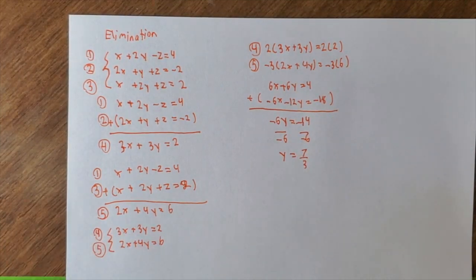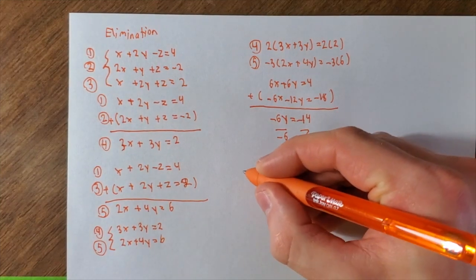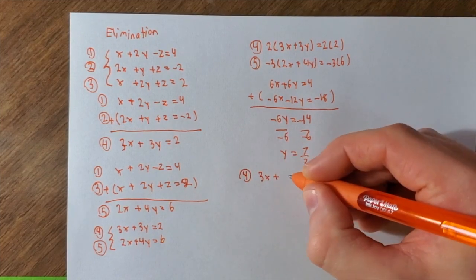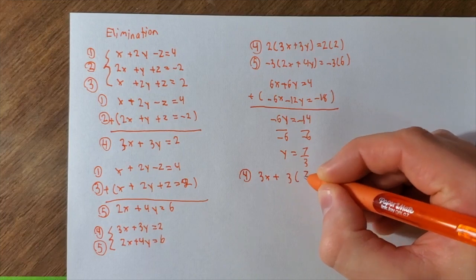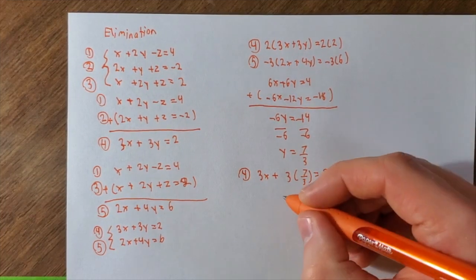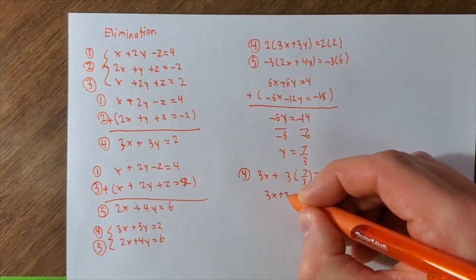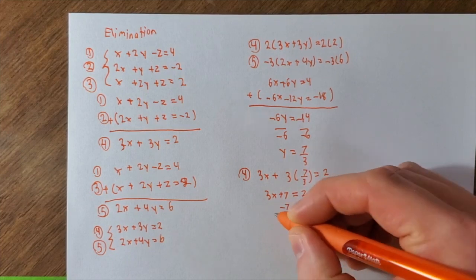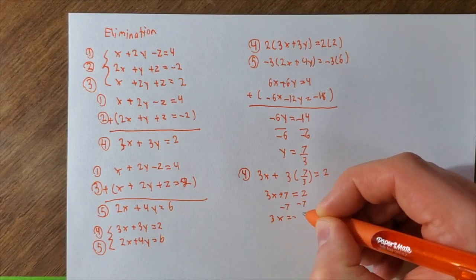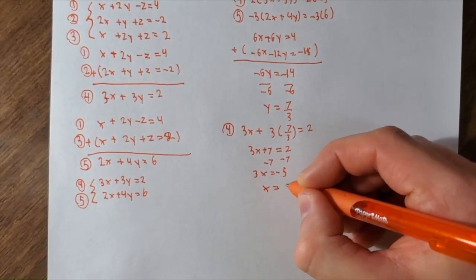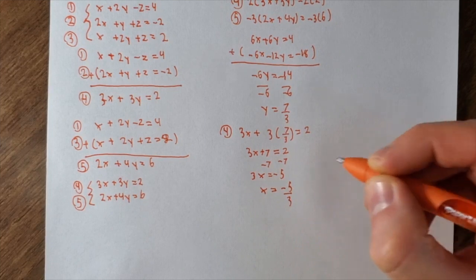Now we've got our y, which we can plug back into either equation 4 or 5 to find x. I'll use equation 4. And that's just because I noticed we have 3y here. So these 3's will cancel out nicely. We'll get 3x plus 7 is equal to 2. Subtract 7 on both sides, and we'll have 3x is equal to negative 5. And once we divide by 3, we'll be left with negative 5/3 for x.